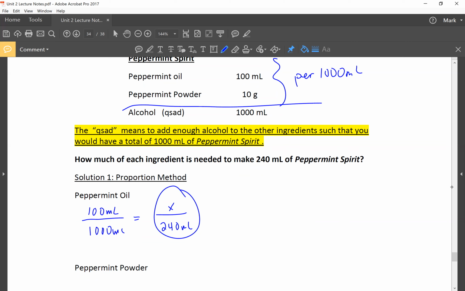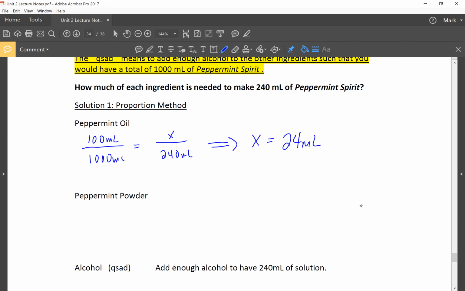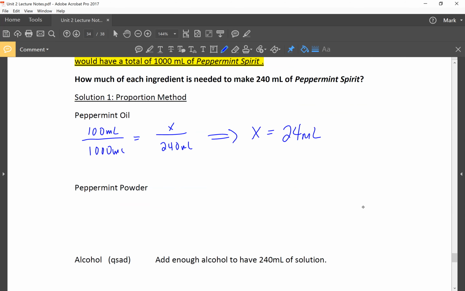But, you know, it's 100 milliliters in 1,000. And I want to know, how much do I need for 240? This is the proportion method. So I would cross multiply here, and you would figure out that X is just 24 milliliters. If you don't understand this or don't like this, I think you'll like the other method better. So just hang on with me for a minute.